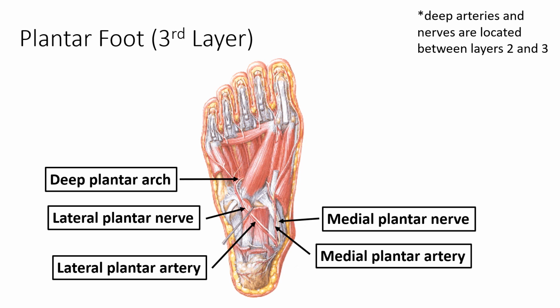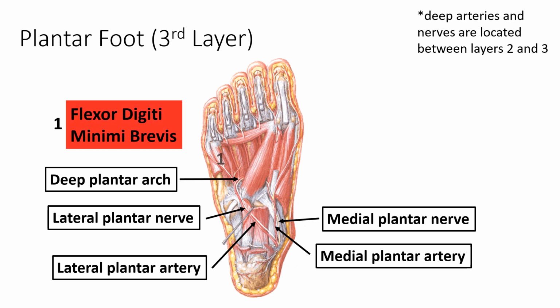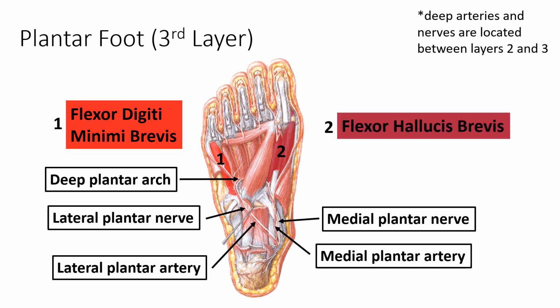In terms of muscles, one of the first muscles that we'll see here is our flexor digiti minimi brevis. It's a little bit more medial compared to our abductor digiti minimi that we saw in the first layer. Our next muscle is our flexor hallucis brevis, which we can see highlighted here. And again, it's slightly medial, or I guess here it'd be slightly lateral compared to this abductor hallucis that we saw in the first layer.